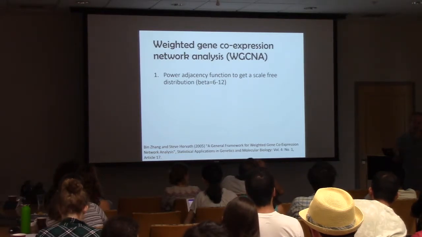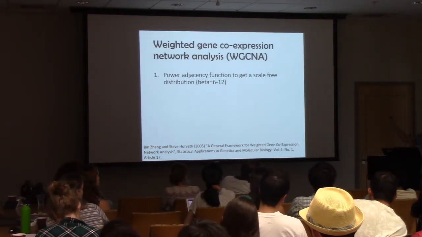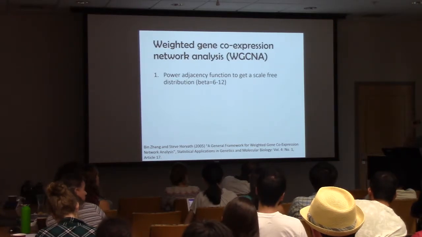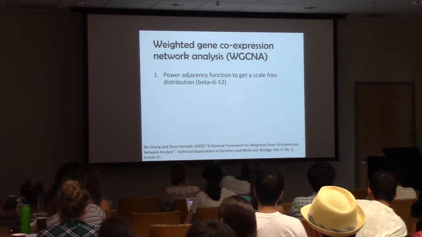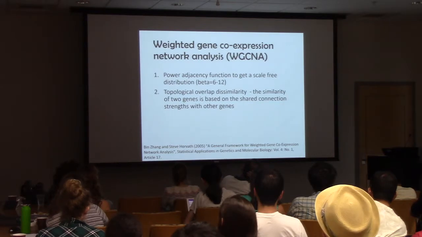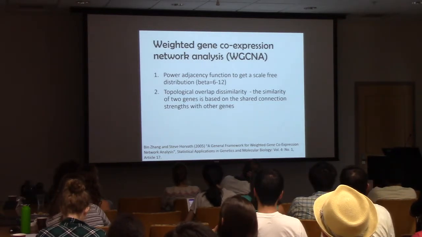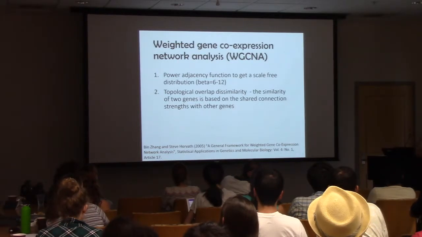The argument is that by using a power on the correlation, you get a scale-free distribution. And actually, in the program, they use the scale-free property to choose the right power, the beta. So this is one principle that they use. Another thing is that they use what they call a topological overlap dissimilarity, which means that to measure the distance or the similarity between genes, you don't use only the correlation between the two genes, but you look also at the neighbors.